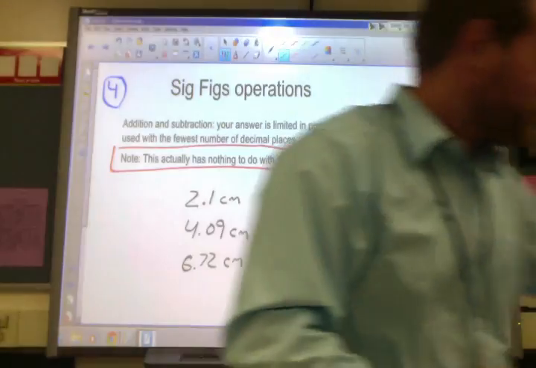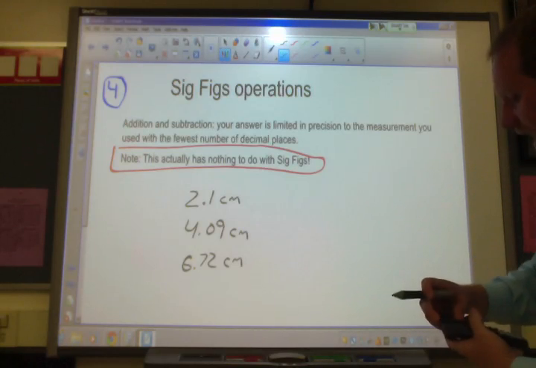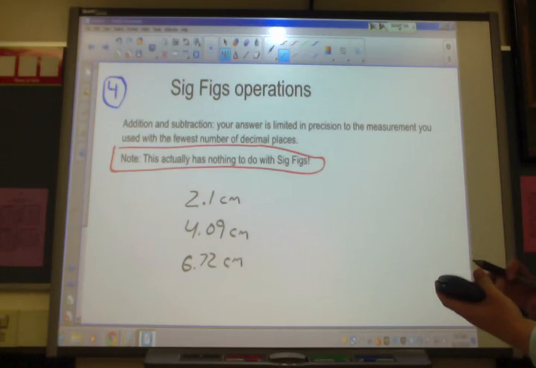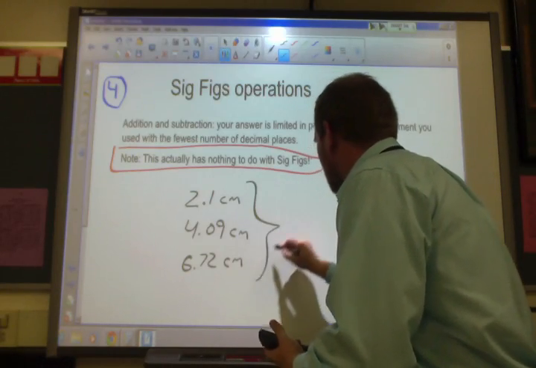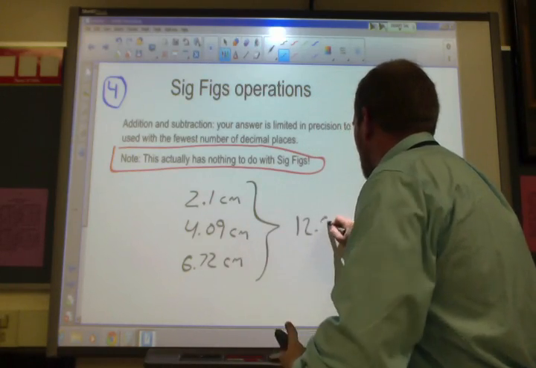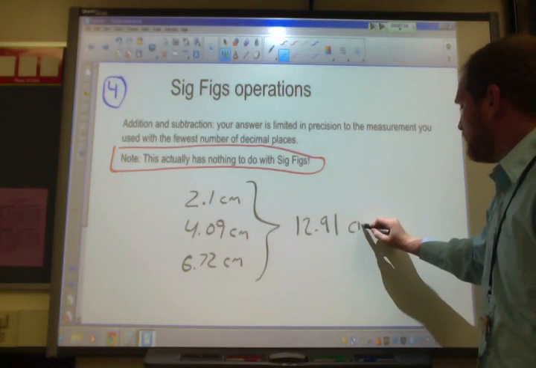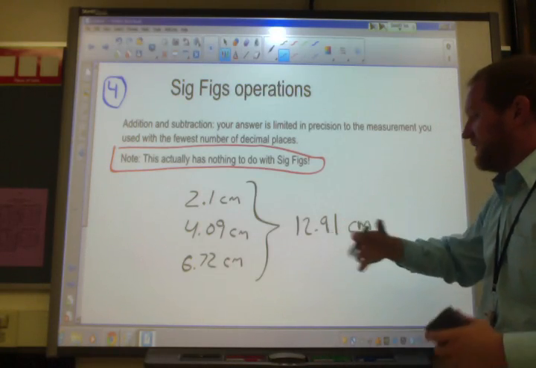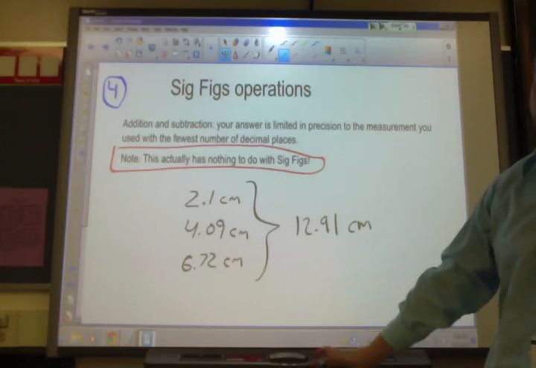From the calculator, we're going to add it all up. 2.1, 4.09, 6.72, and that's going to equal 12.91. And when you add centimeters, it's the same unit. So now we need to think, are we going to report this, or do we have to round it off to something? And we're not looking at sig figs.